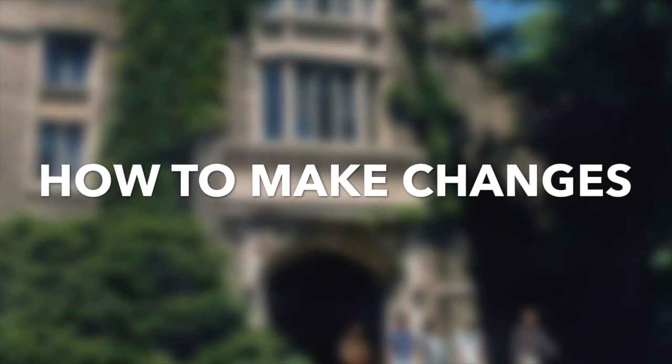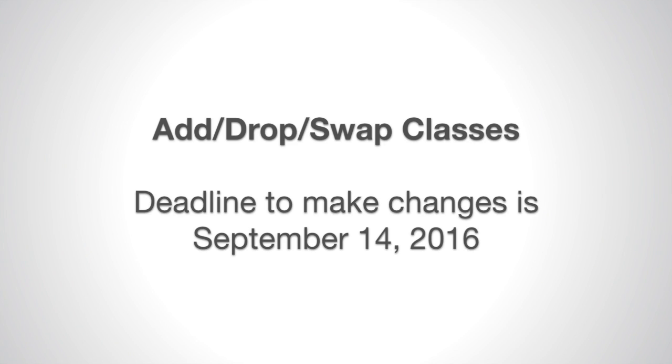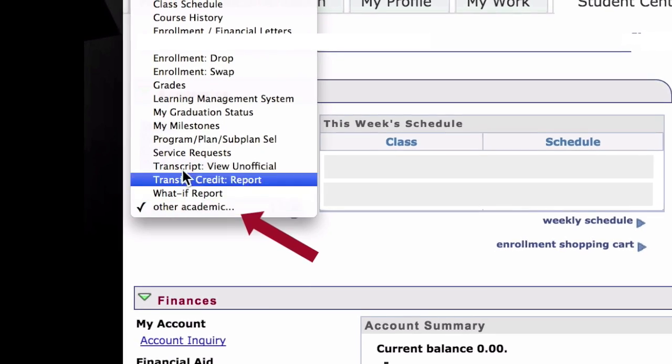Making changes. You can continue to make changes, add or drop courses, and change your section choices during the add and drop period. The deadline to make changes for first term is September 14th, 2016. To drop a course, click on the Student Center tab, then click on the drop-down and choose Enrollment Drop.